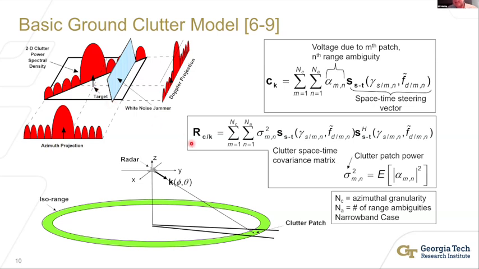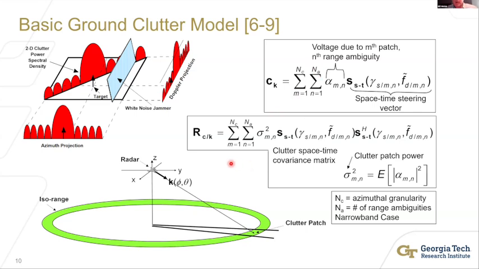The way that distributed clutter is modeled is then given by this expression right here. So this is a length NM vector for range bin K. And what we do is we take over-resolved pixels on the Earth's surface, usually at about a quarter of a resolution cell, and we calculate all of the factors that determine the signal return from that patch and use that to weight the space-time steering vector. And then we sum up n sub c patches over n sub a range ambiguities and sum all that up.